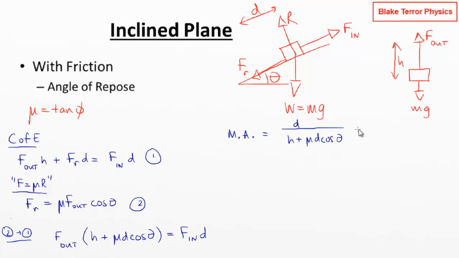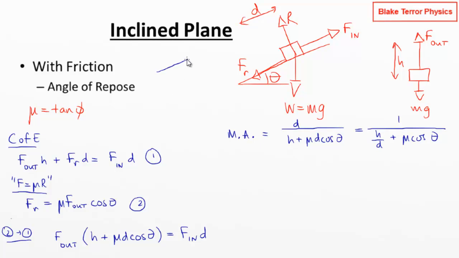Let's divide everything by the d's. So we get a 1 on top, divide every term by d. We've got H over d plus mu cos theta. Now H over d, we've already seen that before. We saw that just on the basic geometry.